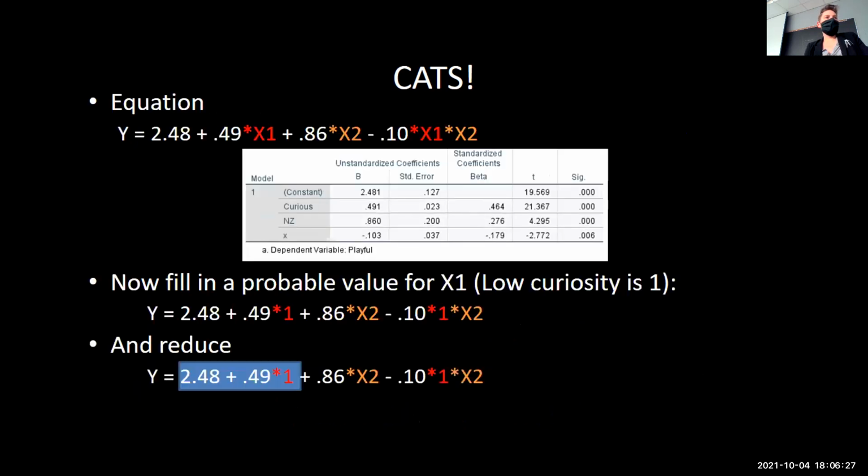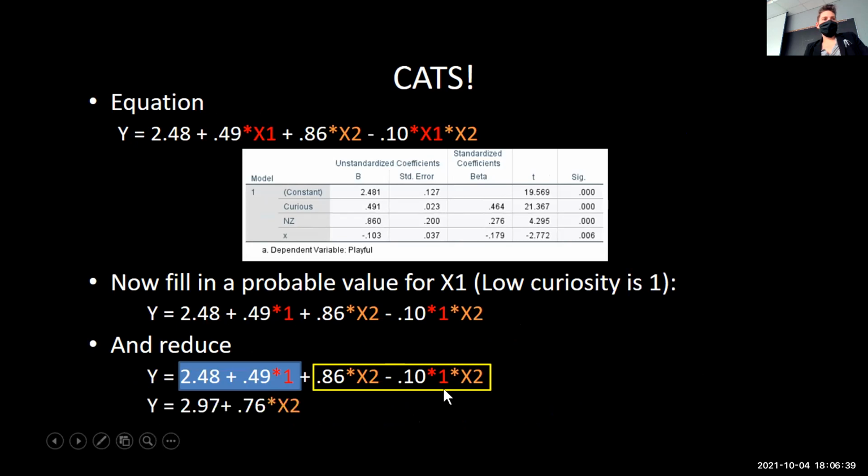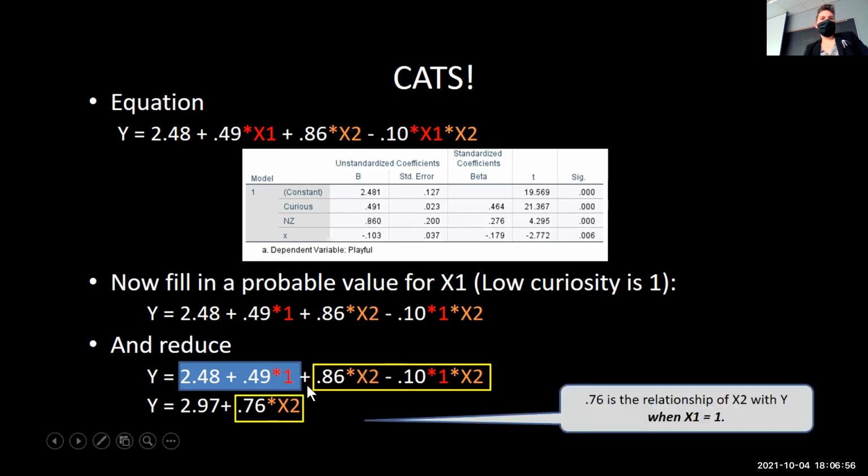With the equation here, if I've done the same thing for low curiosity being 1, I plug in 1 to this equation. But look, it has to go here, and it has to go here. So when I reduce this, plug and chug, as it were, I get y equals 2.97 plus 0.76 times x2. So now I'm going to do it again. 0.76 is the relation between x2 and y when x equals 1.